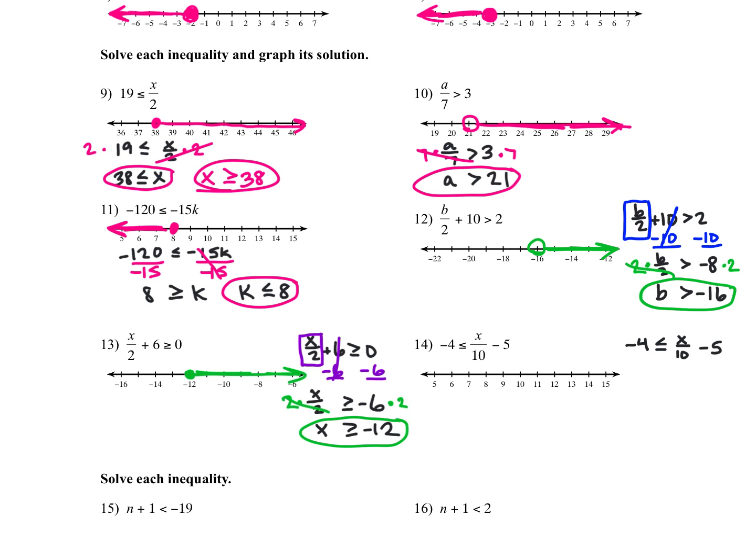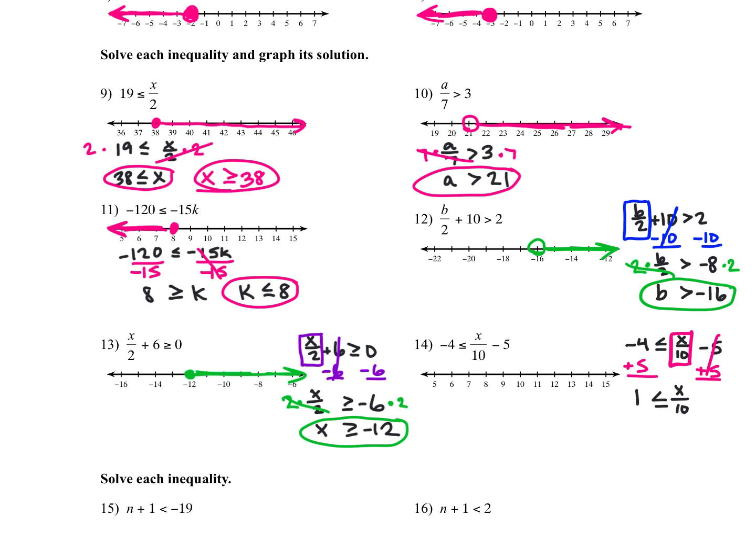Number 14, we'll start with boxing in our x term, x over 10, getting rid of that -5 by adding 5 to both sides of the inequality. So on the right side, we have x over 10 remaining, and on the left side, -4 plus 5 is 1.